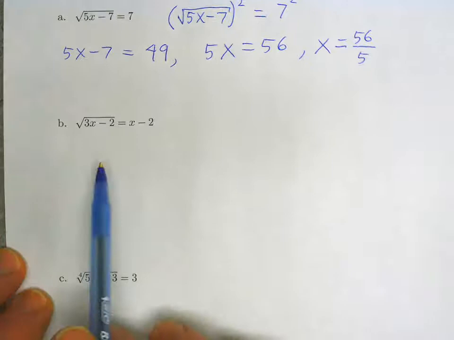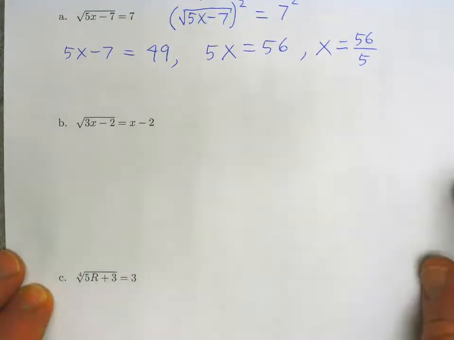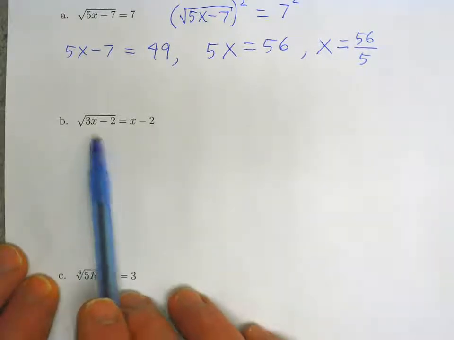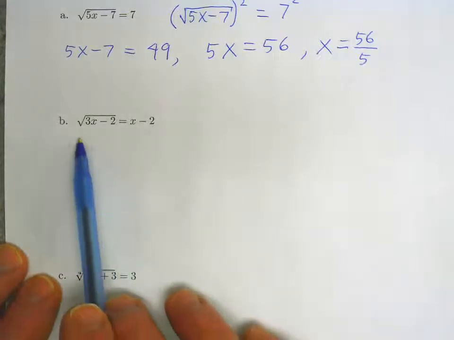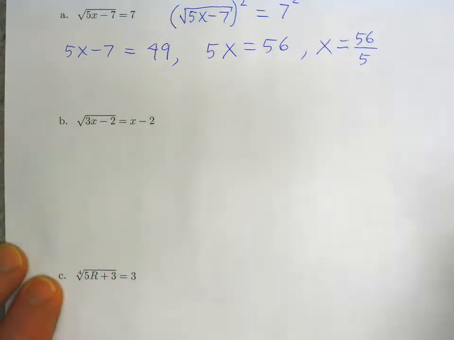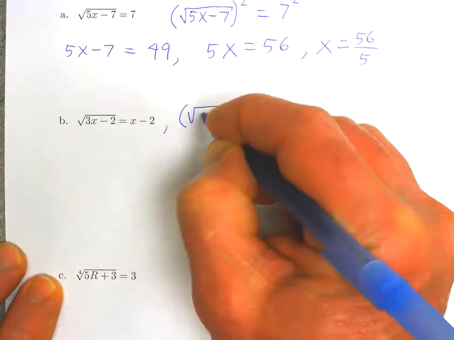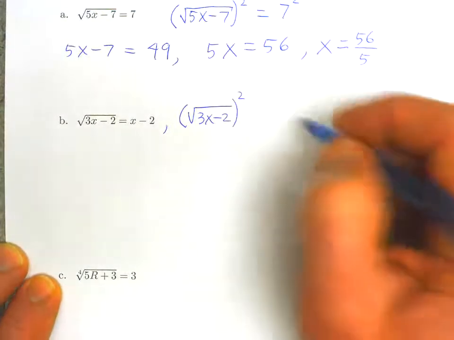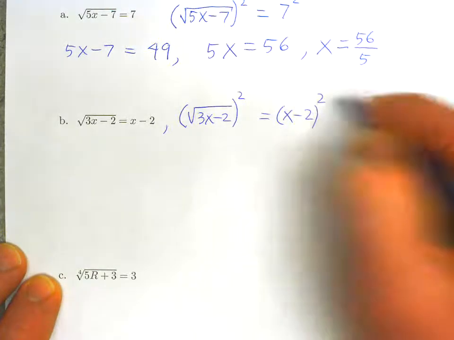We have the square root of 3x minus 2 equals x minus 2. And since the variable that we want to solve for is inside of a square root, we want to square both sides. The radical is by itself on the left-hand side, so it's all ready for us to raise both sides to the second power. The square root of 3x minus 2 squared, and then we also square the right-hand side, x minus 2 squared.